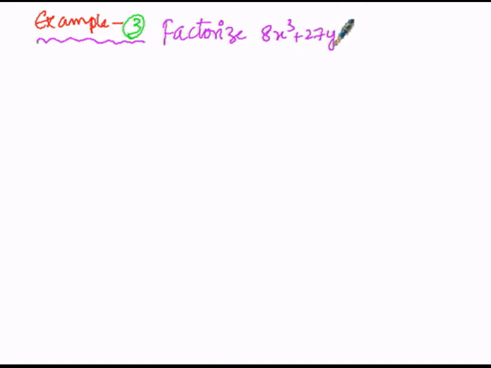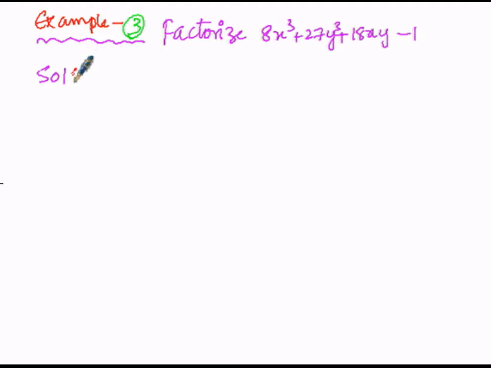Example number 3. Here we are going to utilize another special product. Factorize 8x cube plus 27y cube plus 18xy minus 1. Solution starts now.